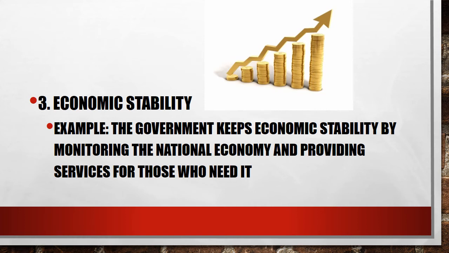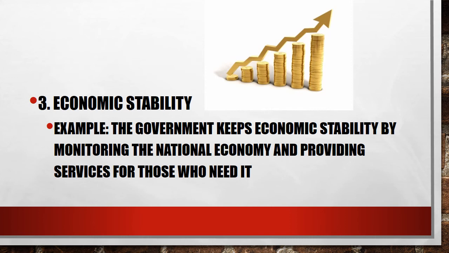Other examples of services that the government provides to keep economic stability would be something like unemployment. If a person is unemployed, then they will not be able to keep buying things, and therefore the economy is going to be in a little trouble. So the government provides things like unemployment, where they will help pay for a person who is out of work, so that they can keep being part of this whole system and keep everyone doing better in the long run.